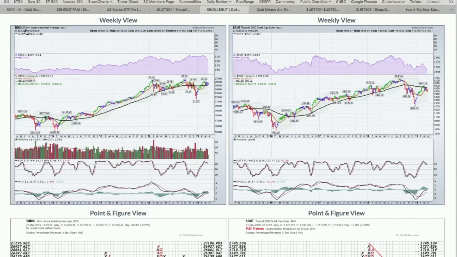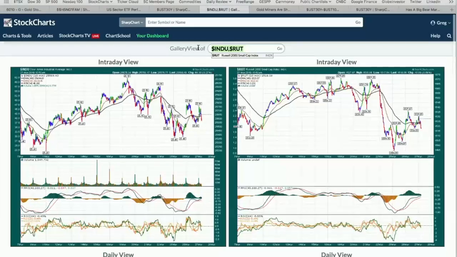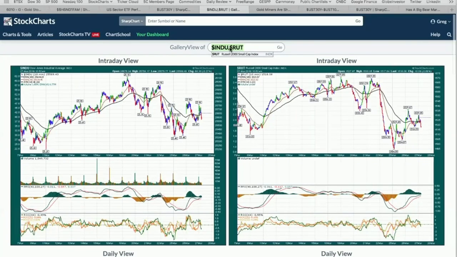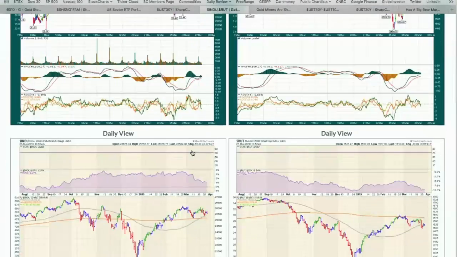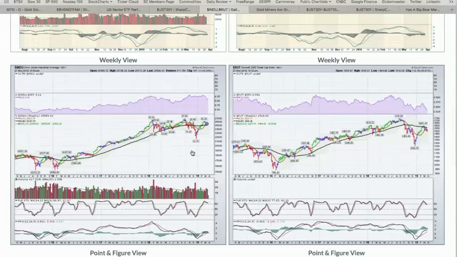But looking at this weekly chart side by side, and again, how did we get there? You go into the gallery view and you can type in 2 ticker symbols side by side, and then whatever you've got set up for your intraday, daily, weekly, it'll post that side by side so you can compare. But look at this kind of triple top structure on the Dow, and what we can see on the Russell is rolling over under the 40-week moving averages. We got red paint here on the Elder candles.